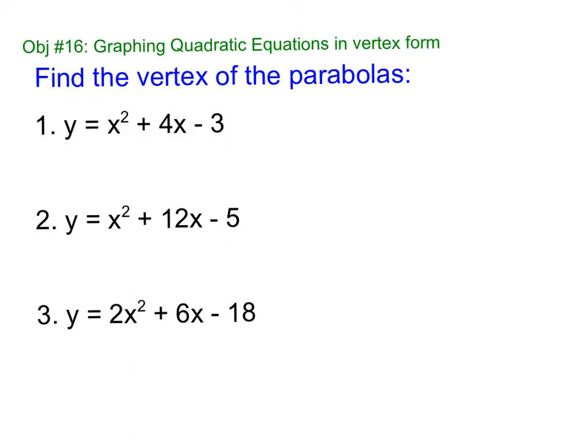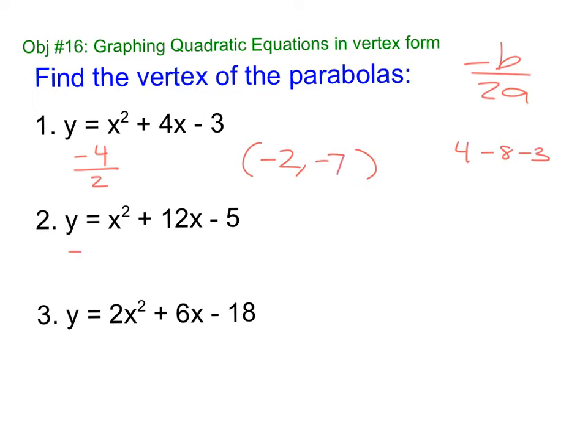Okay, so I want you to start. We're not going to graph these. I just want you to find the vertex. Right? So pause the video, negative b over 2a, and then plug in. All right, so again, negative b over 2a. So I get negative 4 over 2, so negative 2. And then I'm going to plug in. When I plug in, I get 4 minus 8 minus 3, so that's negative 7.